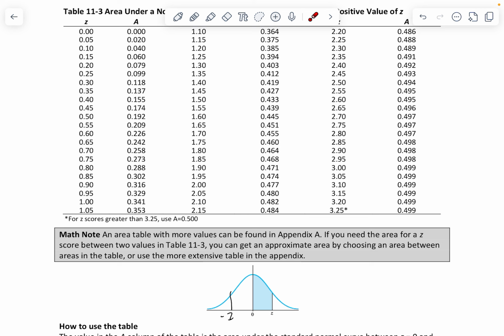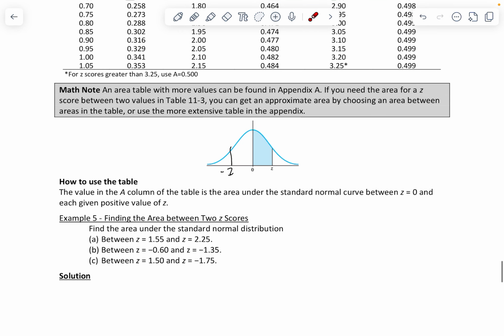Just a note, an area table with more values can be found in Appendix A of your textbook, I believe. If you're doing your homework on ALEKS, on the problems that require a table, there should be a link directly from the homework assignment to open up a version of this table, probably a more extensive version than the one that appears in the appendix of your textbook. Okay.